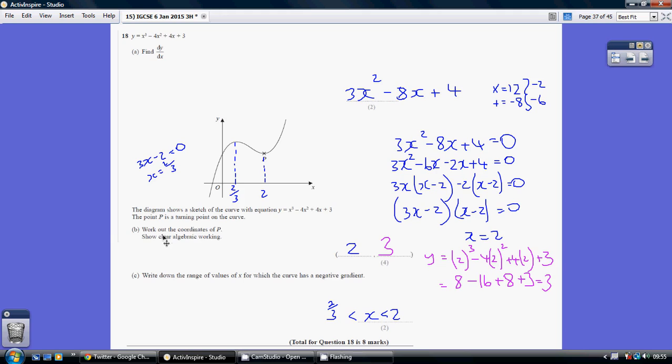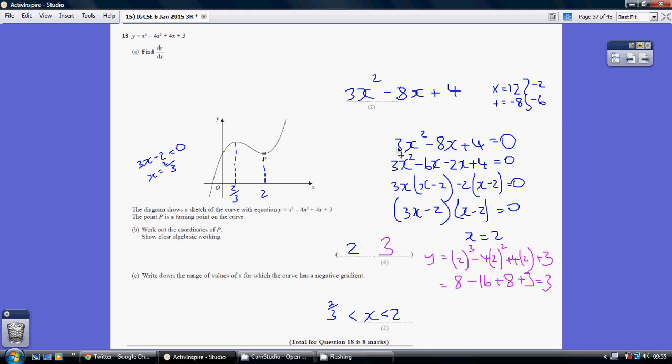Now for part B, work out the coordinates of P, show clear algebraic workings. Now we can see that P is a minimum. The gradient at a minimum or at a maximum is 0. It's horizontal, the gradient, just for a brief second. So we solve the differential being equal to 0. So we're solving 3x squared minus 8x plus 4 equaling 0.